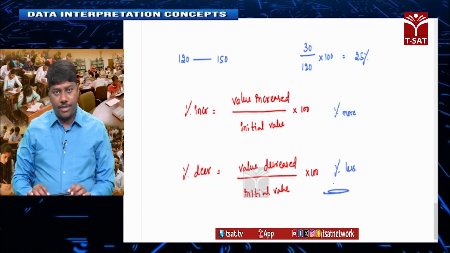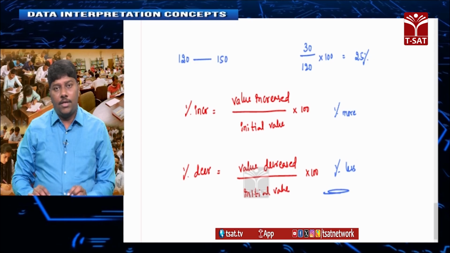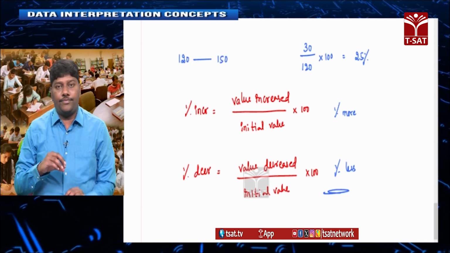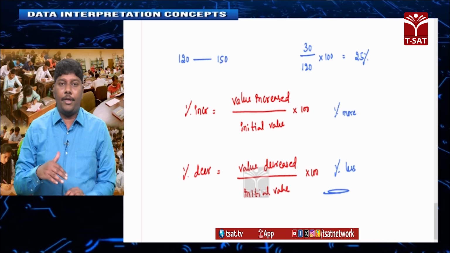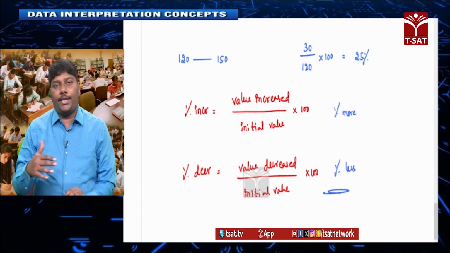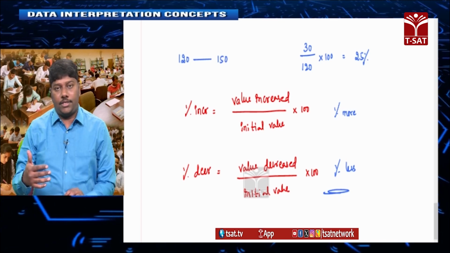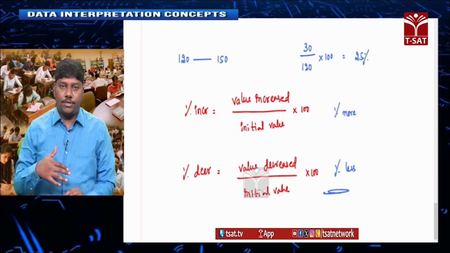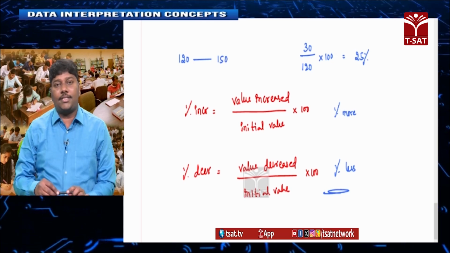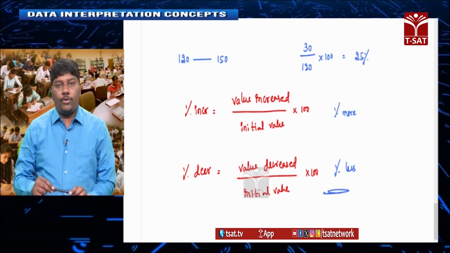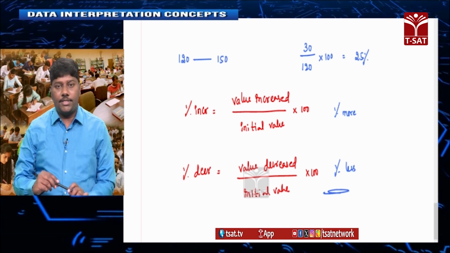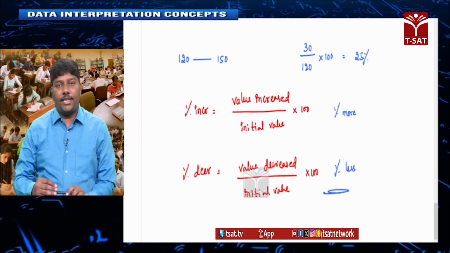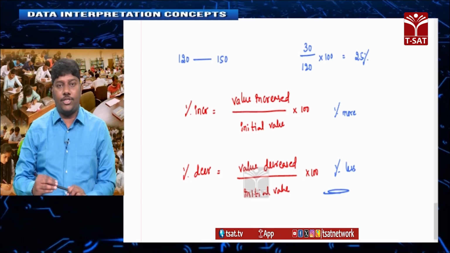So in data interpretation, these kinds of questions can also be asked. Data in 2020 is what percent more than data in 2015? Or when you compare from 2015 to 2020, data is increased by what percent? Or data is decreased by what percent? Or data in 2015 is what percent less than the data in 2020? Always remember, percentage more means percentage increase, percentage less means percentage decrease.